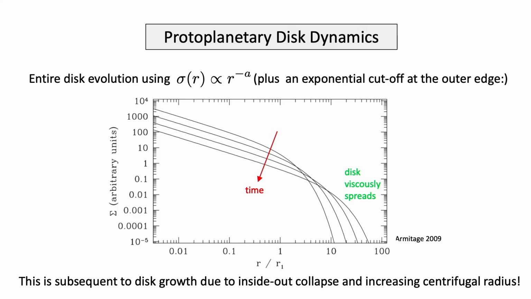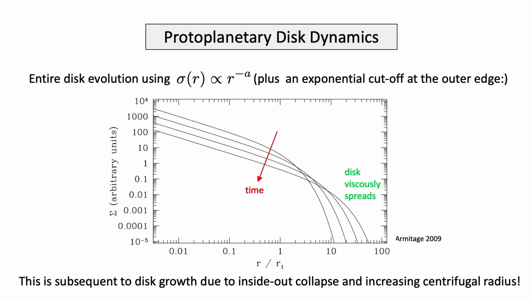But some of the mass is actually transported away from the star. So this is this spreading here of the disk from, in this case, 10 to several tens of astronomical units. But it's a smaller part of the disk mass. Most of the disk mass is actually transported toward the star.